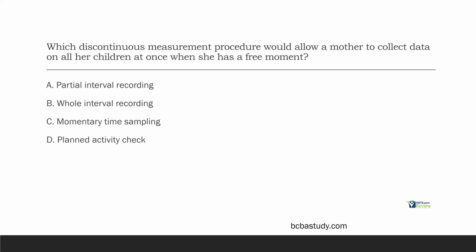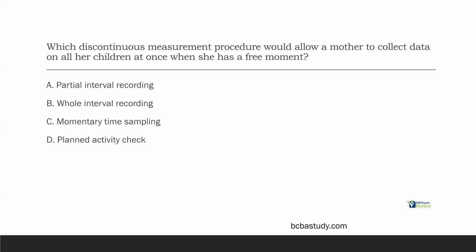If she's got all her children, let's say it's 4 children, and she can only take data in a free moment, there's no way she could take whole interval recording or partial interval recording accurately using this method. What about momentary time sampling? Well, she could use momentary time sampling, but what is a better version of momentary time sampling for groups? Well, a planned activity check. A planned activity check is essentially momentary time sampling, but for a larger group.